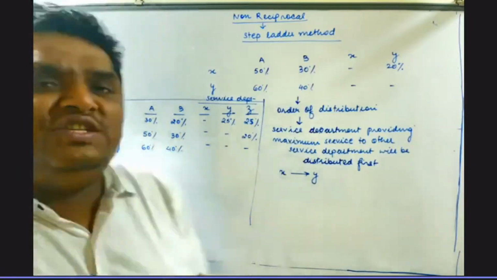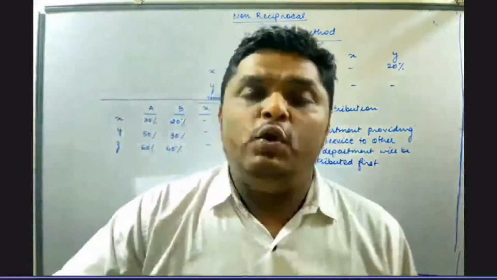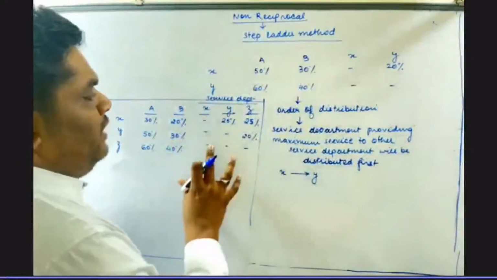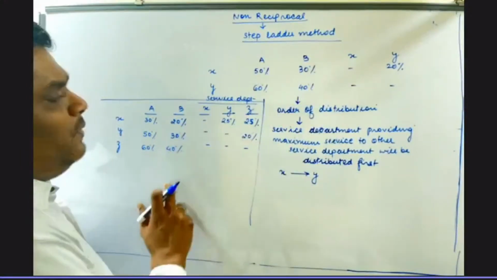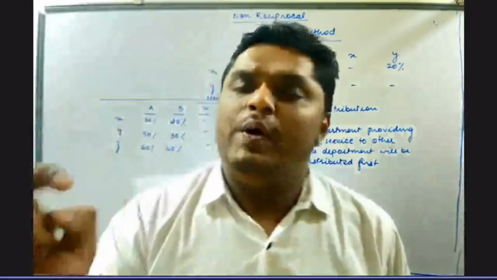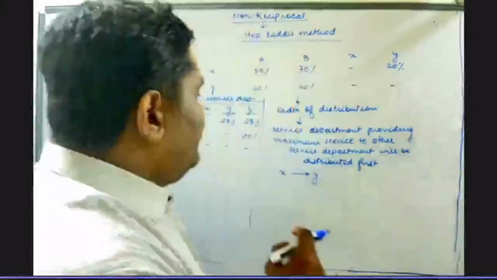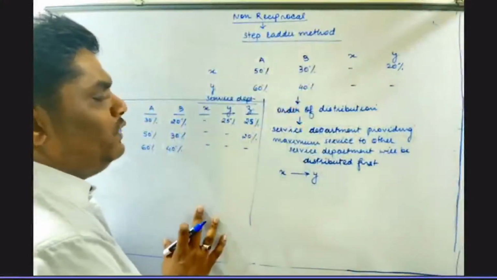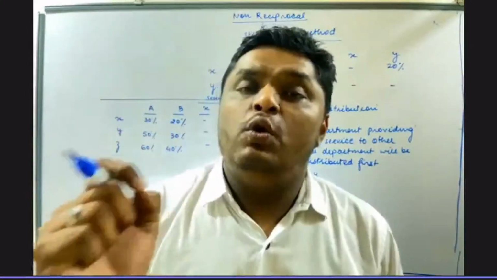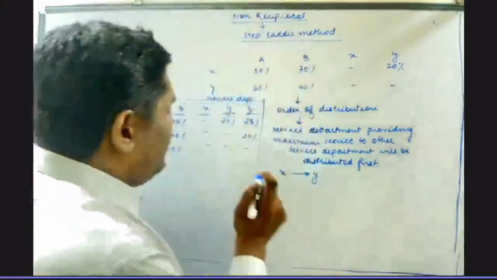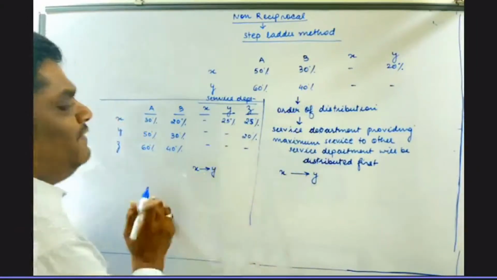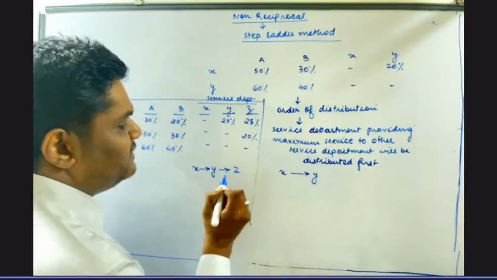So there are two production departments and three service departments, that is X, Y, and Z. So here we can see that X is providing maximum number of services to other service departments. X is providing services to Y also and Z also. Y is providing services only to Z. And Z is providing services only to the production departments. So when talking about the order of distribution, first X will be distributed, thereafter Y will be distributed, thereafter Z will be distributed.